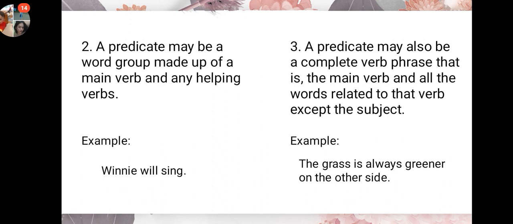The next one is a predicate that may be a word group made up of a main verb and any helping verbs. For example, Winnie will sing. In our example, will sing is the predicate. Notice that the helping verb is will, which comes before the main verb sing. A predicate may also be a complete verb phrase, that is the main verb and all the words related to the verb except the subject. For example, the grass is always greener on the other side.